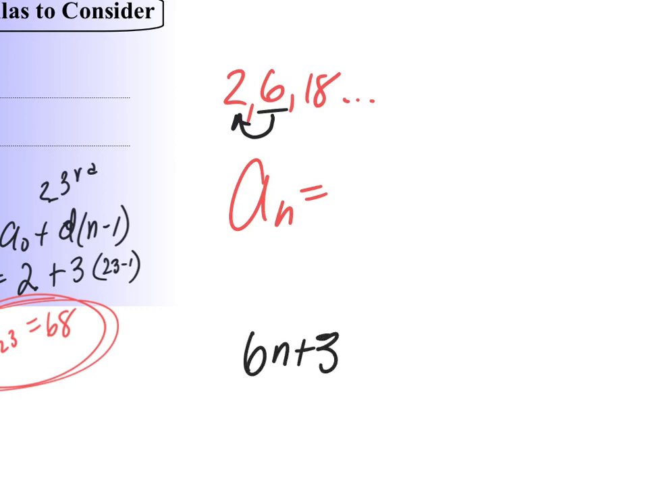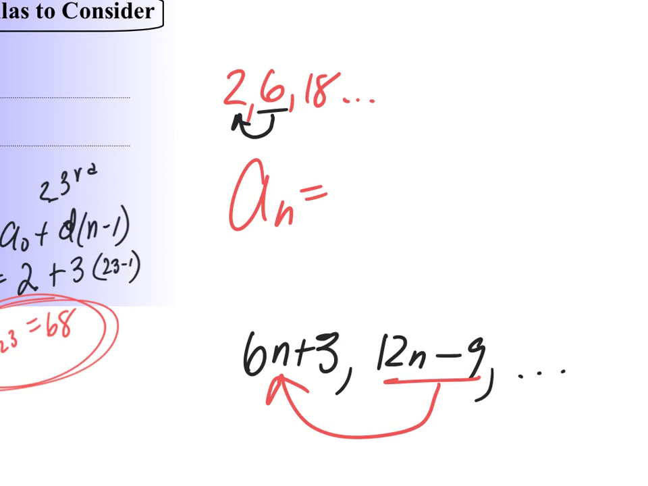6n plus 3, and then 12n minus 9 is the second term, dot, dot, dot. How are you supposed to figure out what you just multiplied by to get that? You take this divided by that. That's how you find the common ratio. So it's easy right now, 6 divided by 2. Just remember what you're actually doing is taking the second term divided by the first term.